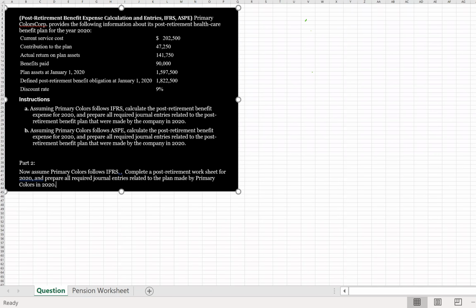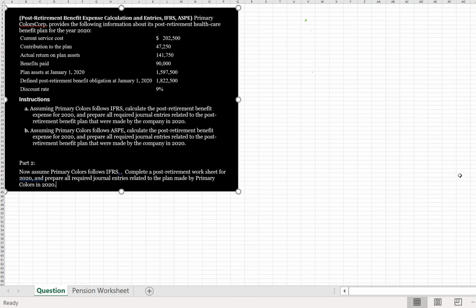And we're asked, assuming Primary Colors follows IFRS, calculate the post-retirement benefit expense and prepare all required journal entries related to the post-retirement benefit plan that were made by the company in 2020. And then next we're asked to assume that they follow ASPE and do the same.